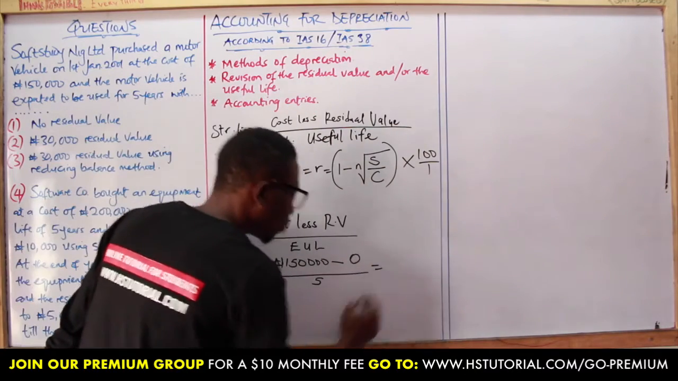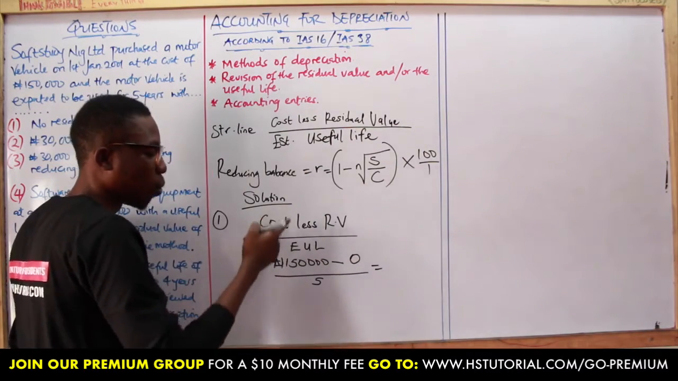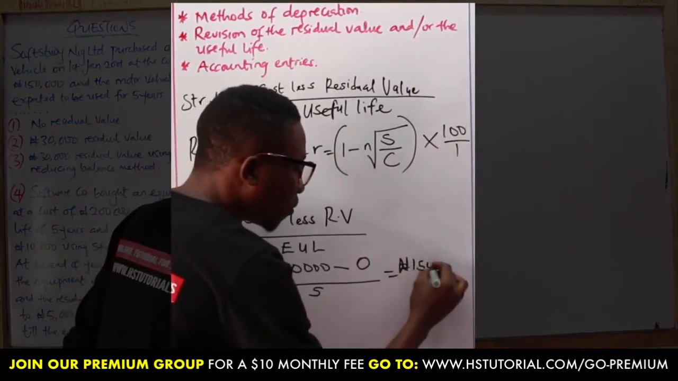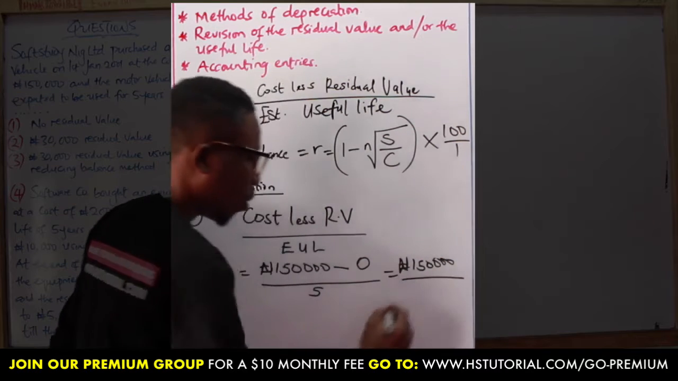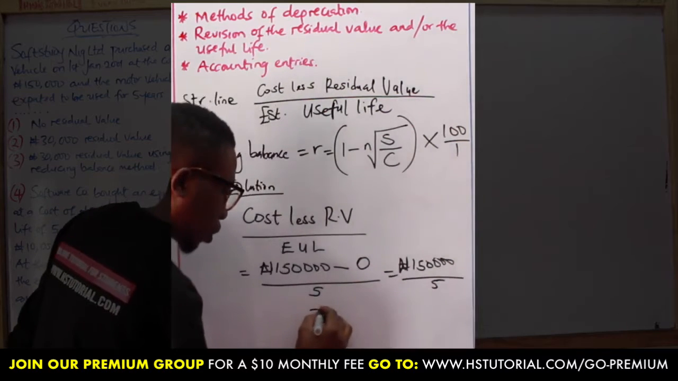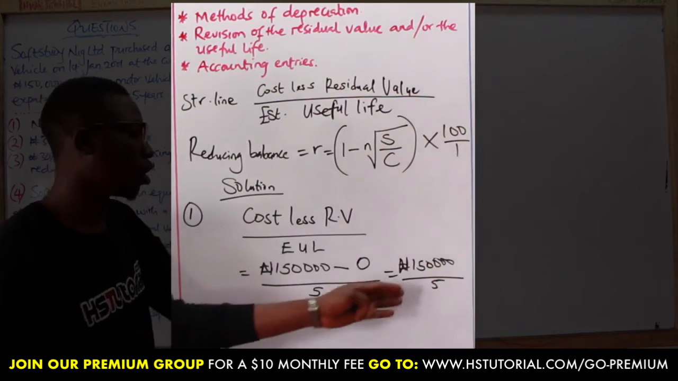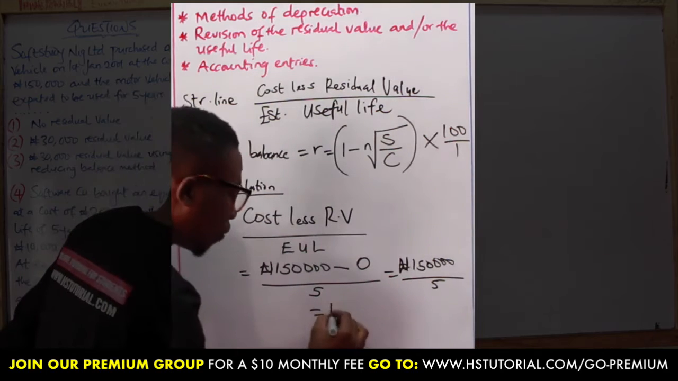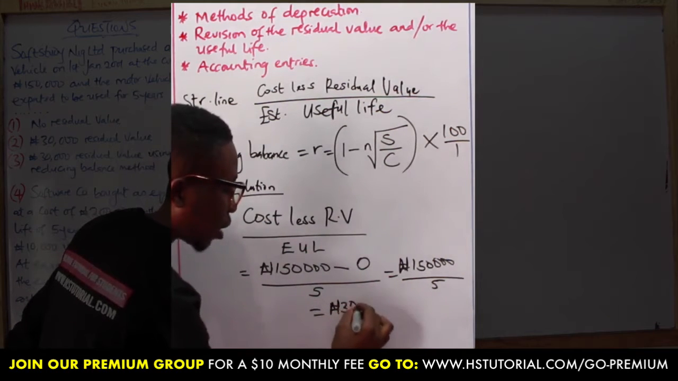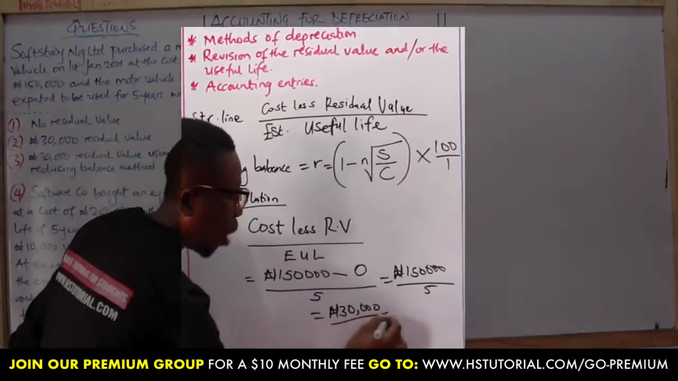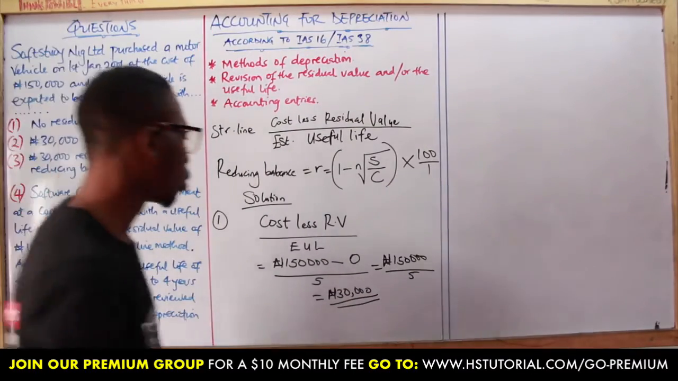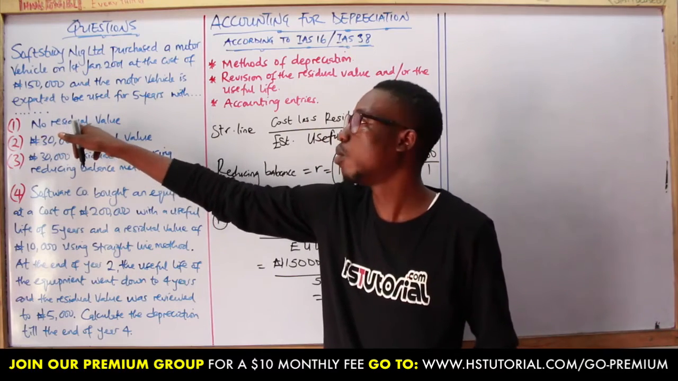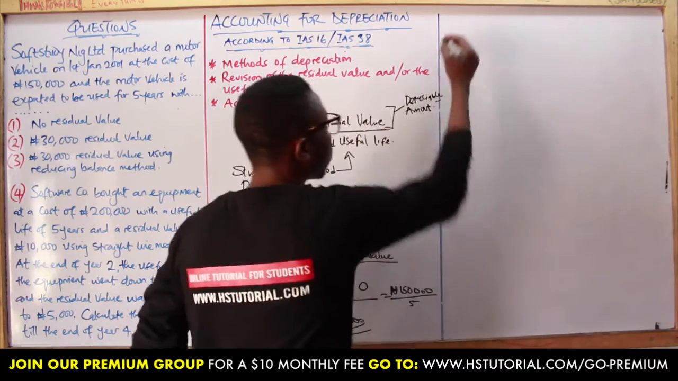So what are you going to have when you minus 0 from 150? So you will have 150,000 naira all over 5. If you pick your calculator and solve this, 150,000 naira divided by 5, what would that give you? It will give you 30,000 naira. So you have actually solved the first question, where there is no residual value. Then the second question, let's solve.